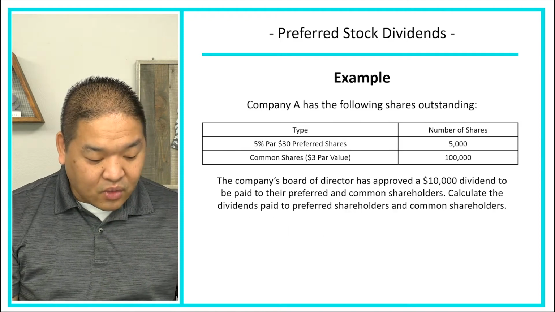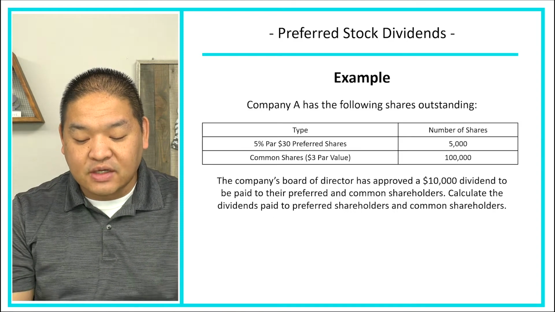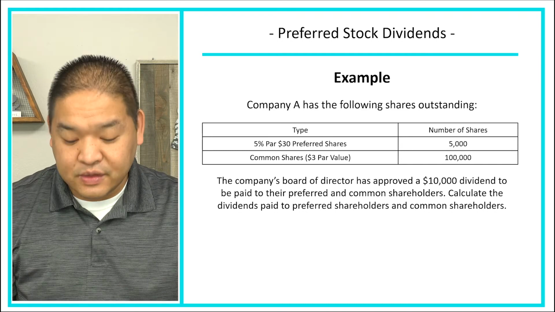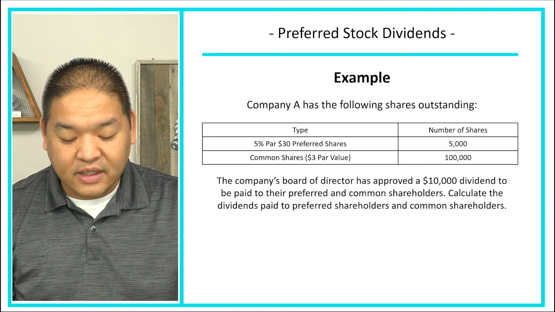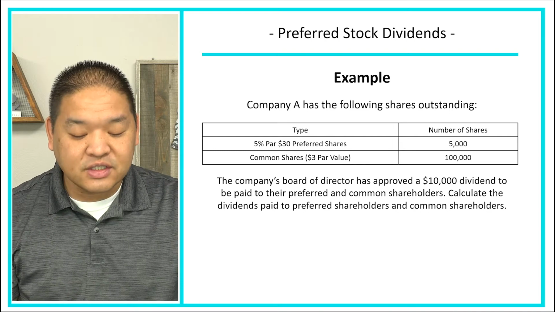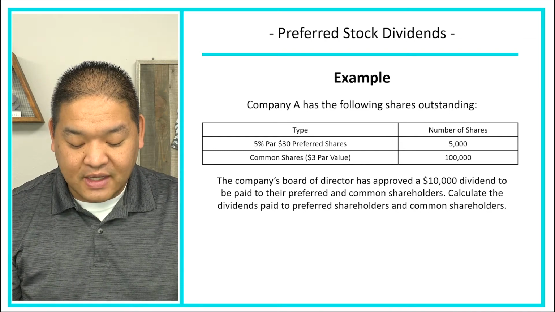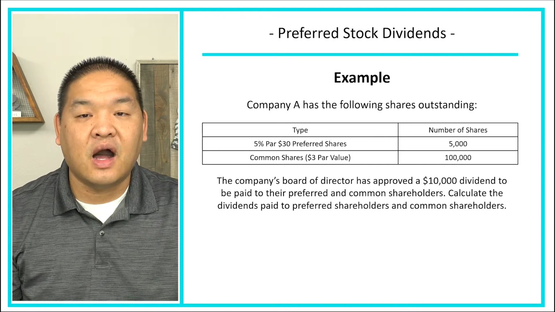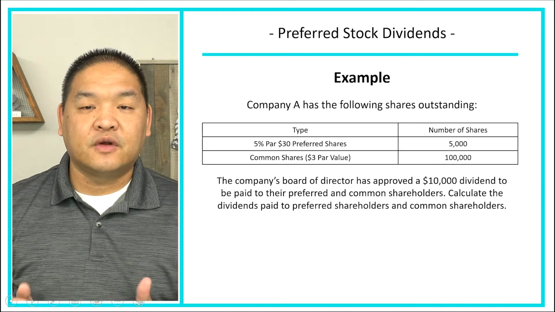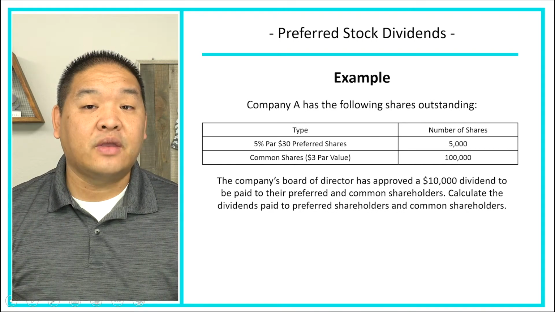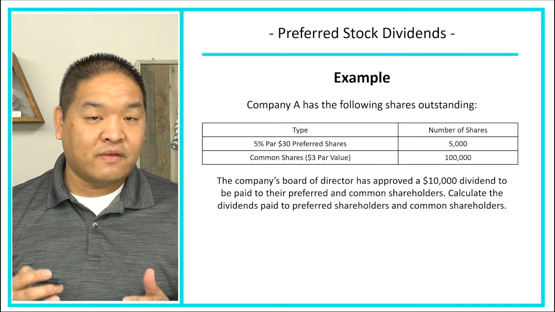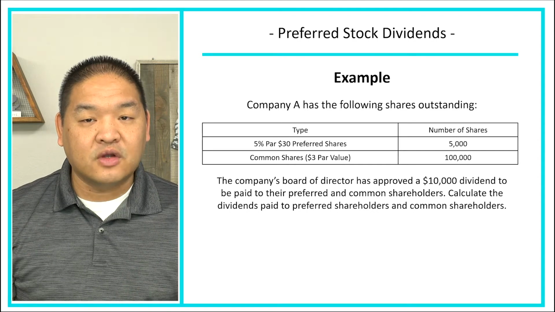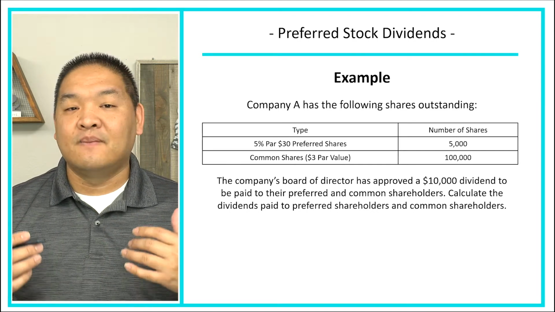Here's an example to walk us through. Company A has the following shares outstanding. They've got a 5% par $30 preferred share. They've got 5,000 of those. And then they have common shares of $100,000. The company's board of directors has approved a $10,000 dividend to be paid to their preferred and common shareholders. Calculate the dividends paid to preferred versus common. The first thing we have to know is that preferred shareholders get their money first. So we need to calculate how much they get first, and whatever remaining amount we can then distribute to our common shareholders. To calculate this, we need to figure out how much dividends they get.